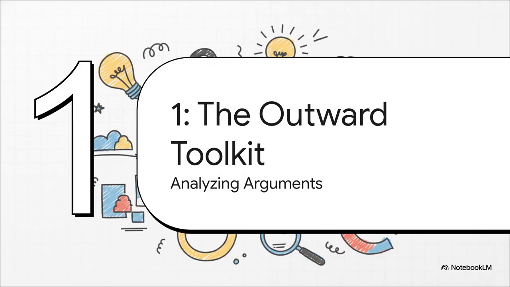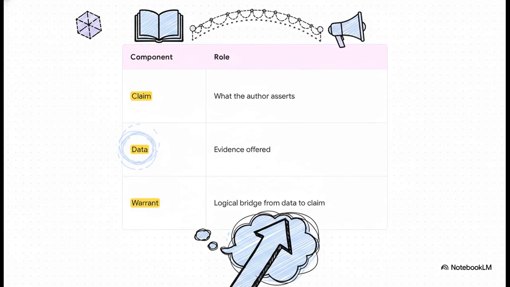All right, let's kick things off with Dimension 1, the outward toolkit. Now, this is going to feel like familiar territory, but trust me, we're going to use a much sharper tool than just yelling logical fallacy. And that tool is a simplified version of something called the Toulmin model. It is super simple but incredibly powerful. You just break any argument down into three basic parts.